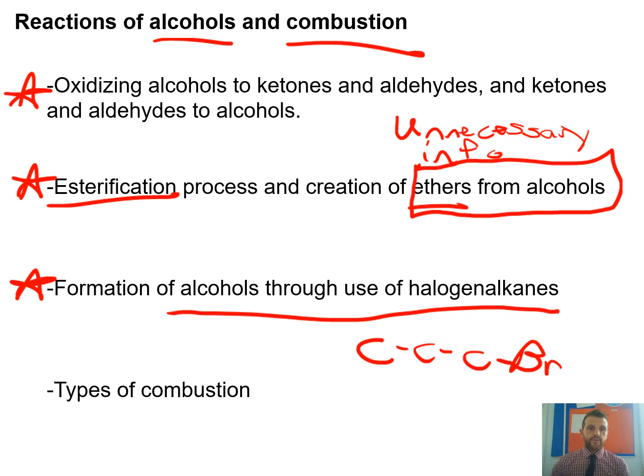And then lastly, we're going to be doing formation of alcohols through the use of halogen alkanes. So this would be something like propane with a bromine group at the end. How we can just very simply switch out that bromine for an alcohol.